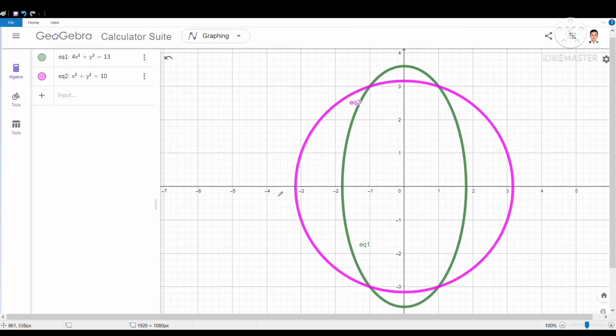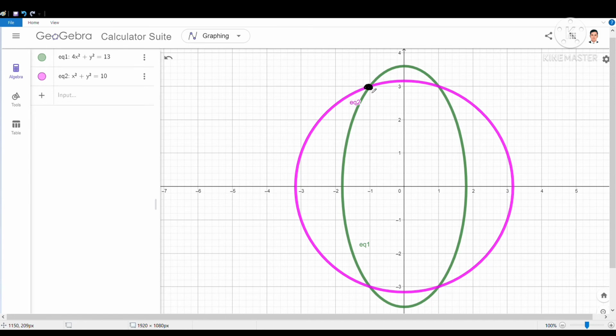Looking at the graph of our first example, for our green equation, we have 4x squared plus y squared is equal to 13. That is the green elliptical graph here. And our pink graph, or violet graph, which is x squared plus y squared is equal to 10, is a circle here with a radius of more than 3 units. So if you are going to observe, we have four intersections.